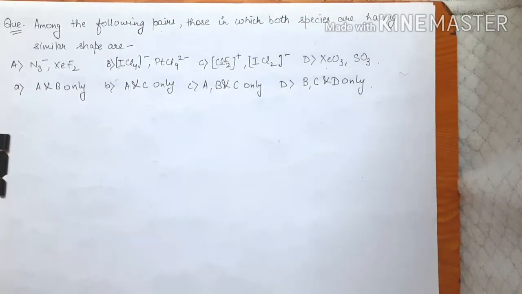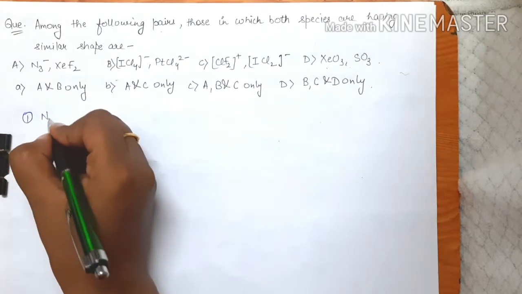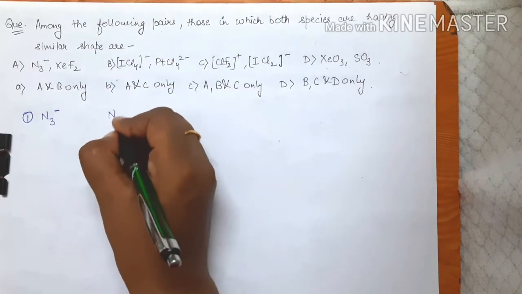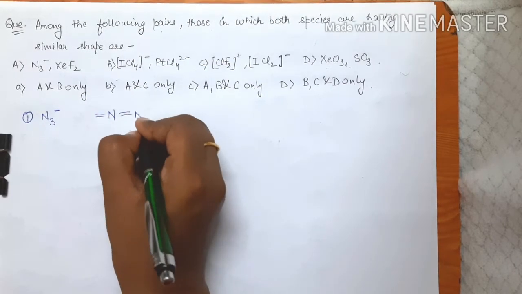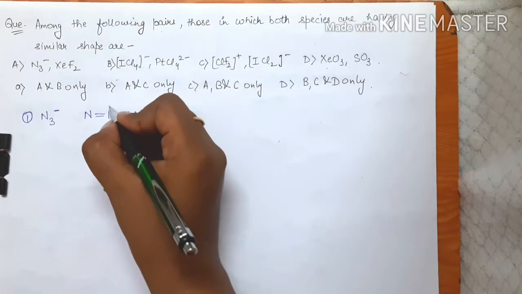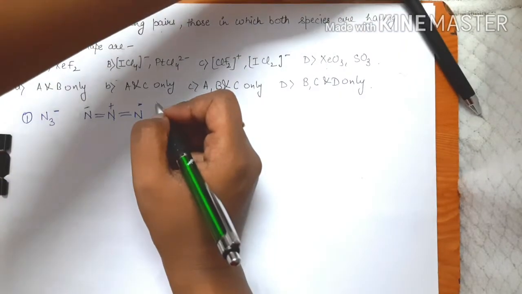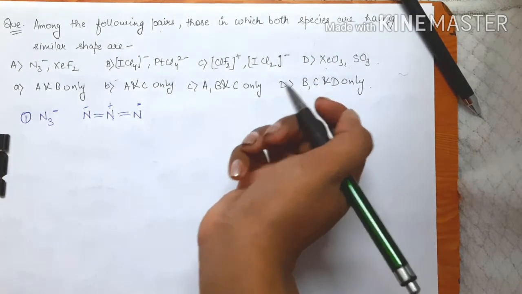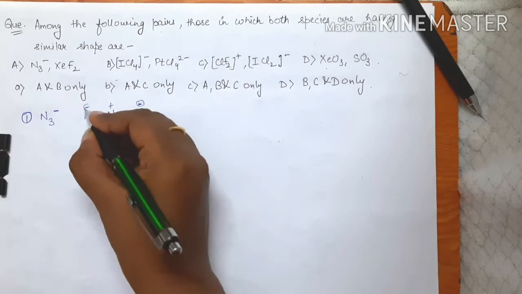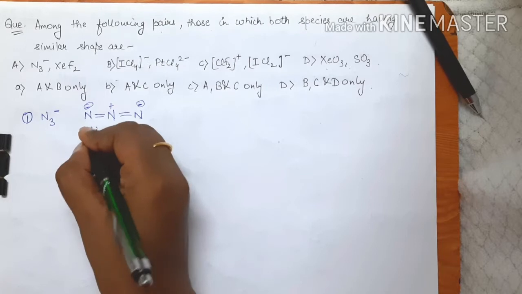Starting with the first molecule, which is N3 negative. See the structure of N3 negative that we actually know. It is like this. It is linear in shape, right? Central nitrogen will be having positive charge and these two nitrogens will be having negative charge. So this will be the structure or the shape of N3 negative. This is linear in shape.